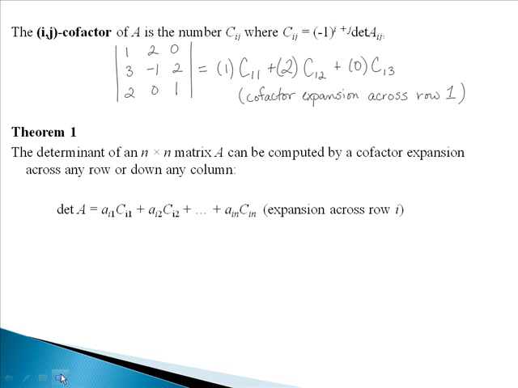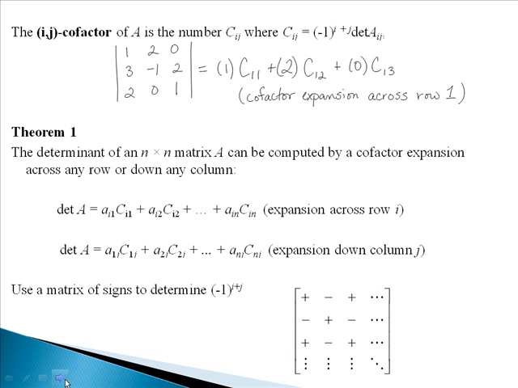And so we see this first formula gives us expansion across any row, and then here we have expansion down any column. And here's the way that we can determine our signs. We can use what we call a matrix of signs to determine the negative 1 to the i plus j power. Basically, you start with a plus sign always and then alternate minuses and plus signs from that point on, and then you have a matrix of signs to know what sign needs to be in front of that entry. So we'll look at that in the next example.